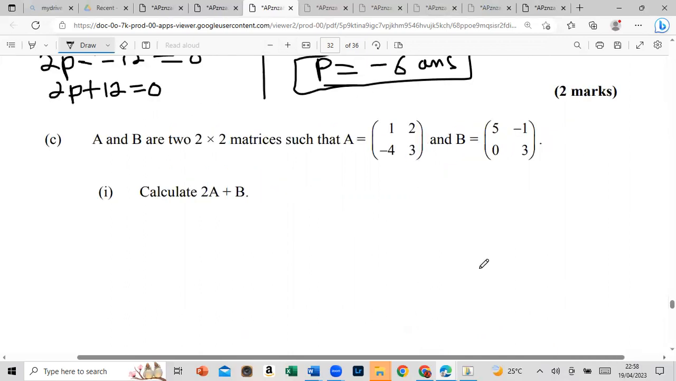Alright, so A and B are 2 by 2 matrices such that A is equal to 1, 2, negative 4, and 3, and B is equal to 5, negative 1, 0, 3. And they're asking us to find the value of 2A plus B. Go ahead and try that one, guys, and then we can proceed. Alright, 2 minutes to do that. Let's go. Hit the like button. Let me know after that.